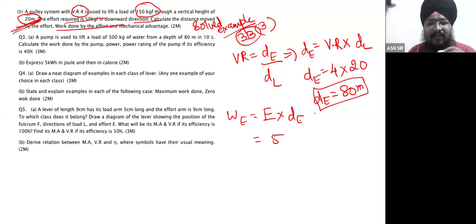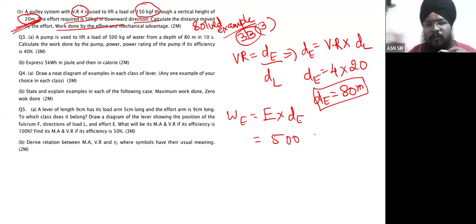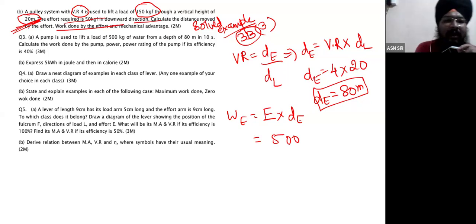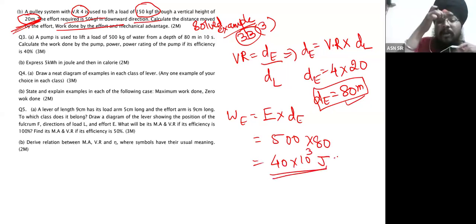You have to convert that kgf to Newton. I will assume 10 to round up, so effort is 500 N. I'm converting kgf to Newton by multiplying by 10. We actually multiply by 9.8, but for easy calculation, we are assuming 10. That will be 500 multiplied by displacement by the effort, which we found out to be 80. So this will be 40 into 10 raised to 3 joule. Units are important.